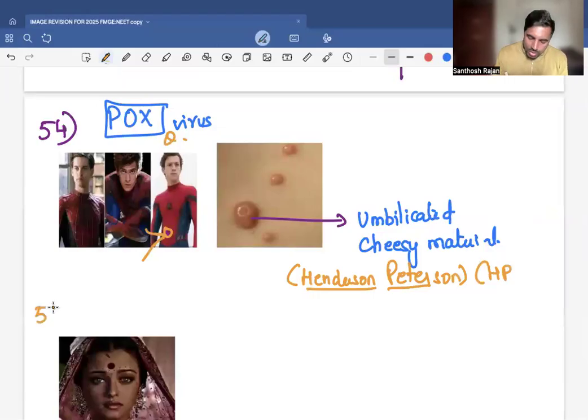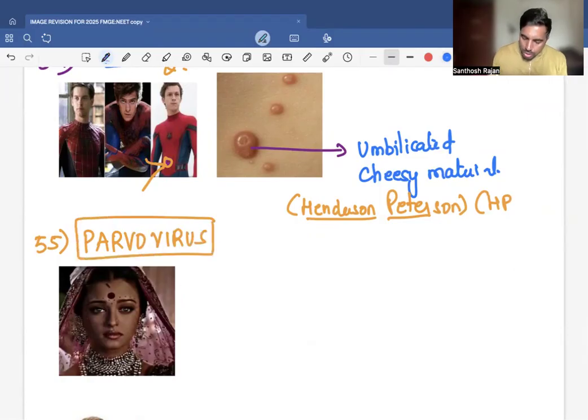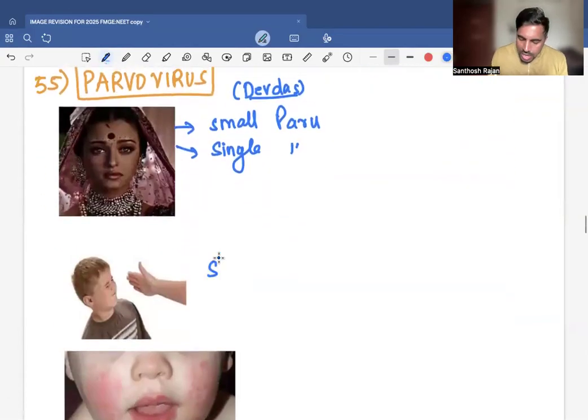Okay, now next one, 55. By seeing Aishwarya Rai you know we are talking about parvovirus. I will go very quickly because everyone is thorough with this. She is a small, single Paru. In movies like Devdas, or in South India, Sridevi, they were all single and frustrated. Because of that frustration, what happened? She slaps the children. She slaps them very badly.